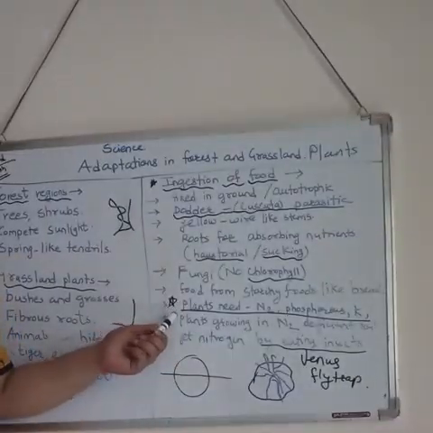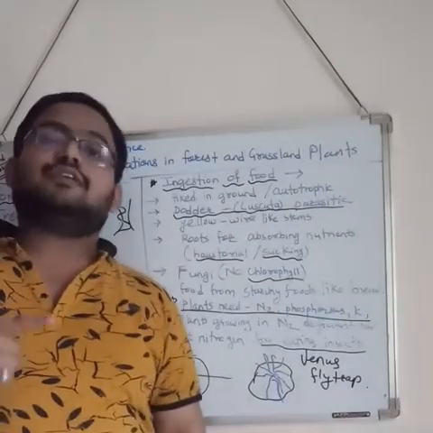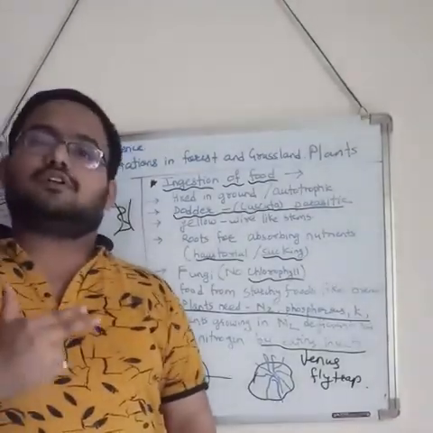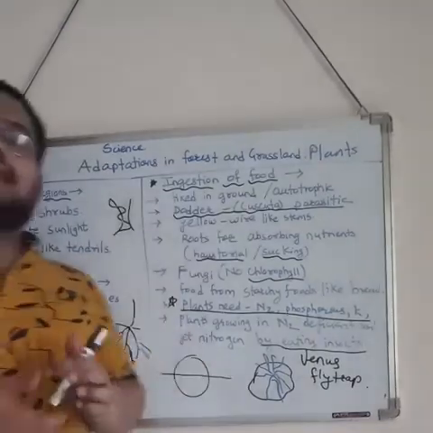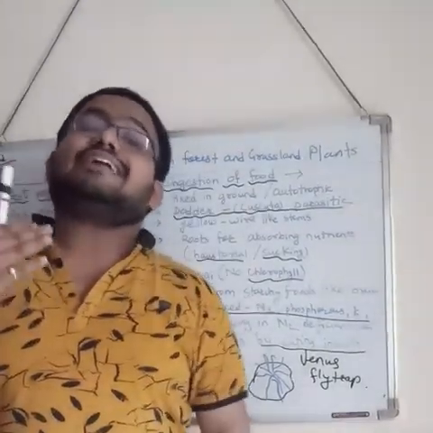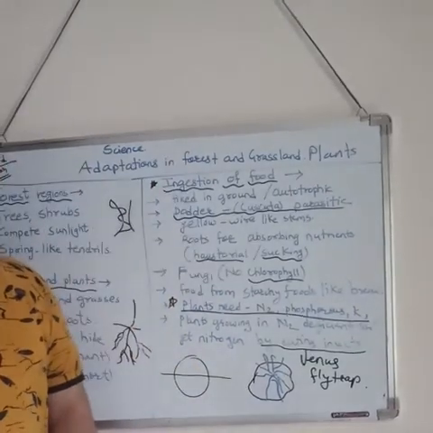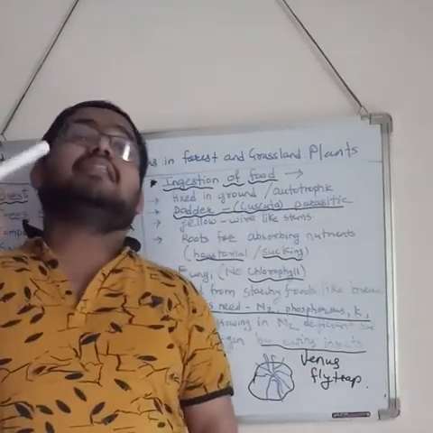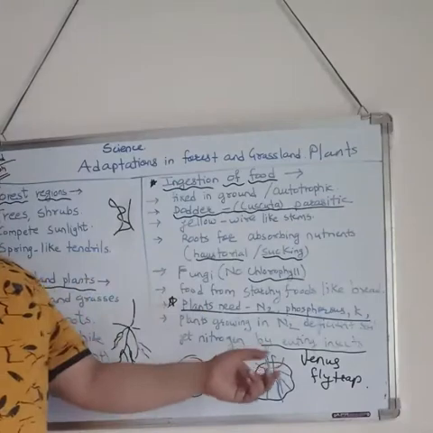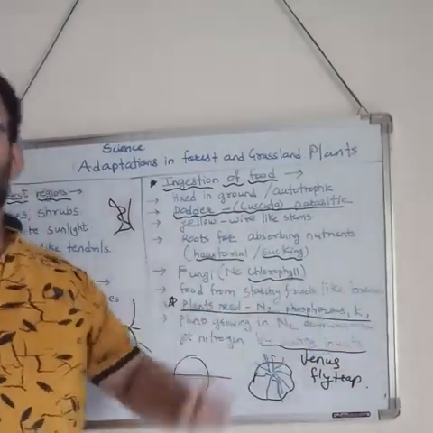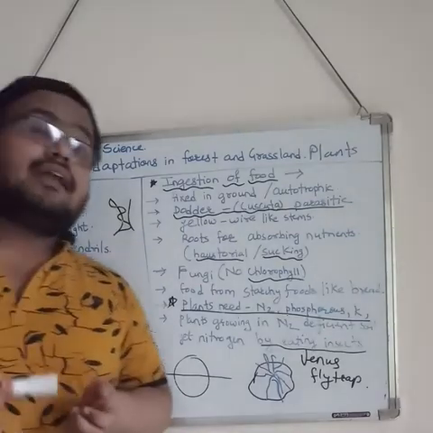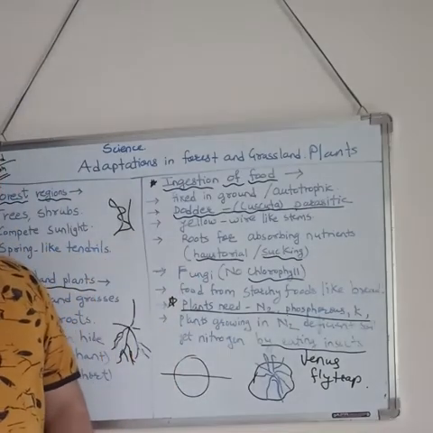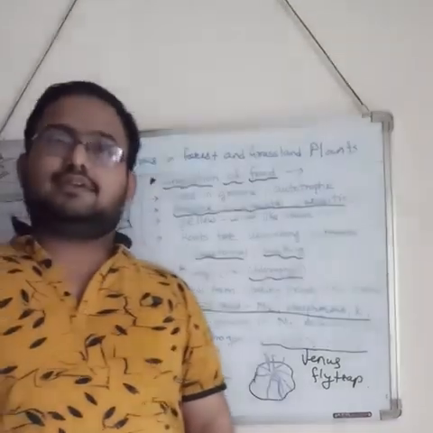Next, this is the most important part. Plants need nitrogen, phosphorus and potassium for their growth. But plants like the Venus flytrap grow in nitrogen deficient soil. Nitrogen deficient soil means the soil in which there is a lack of nitrogen, or no nitrogen, or less nitrogen present. Then it doesn't get nitrogen from the soil. So from where does it get nitrogen? Yes, it gets the nitrogen by eating or consuming insects.